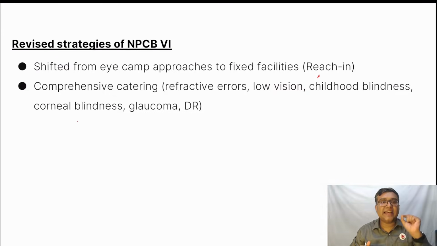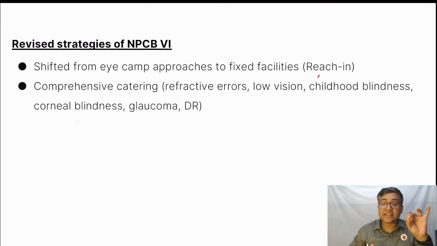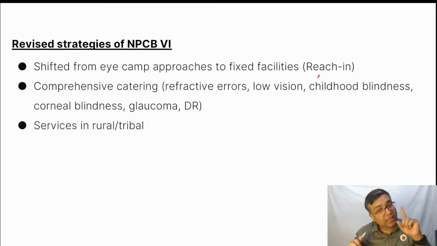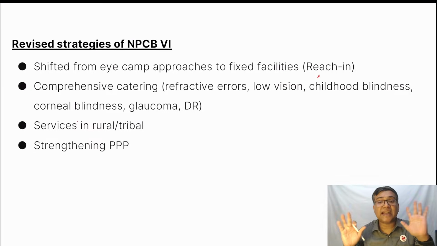The third thing they have basically told in the NPCB-VI, the new approach, remember this was not being asked earlier, so this is an important question, that the services are to be provided not only in the cities, they have to be provided in the tribal and the rural area as well. This is the third important point. The fourth important point is it is not only the government that is providing the various services, it has to be the private sector as well. So there is a strong public private partnership that has to be given.